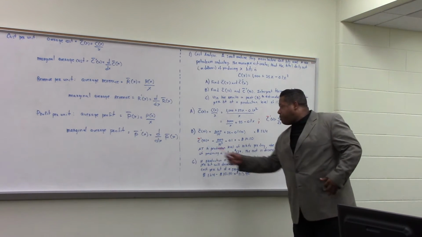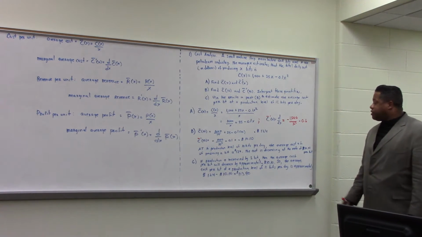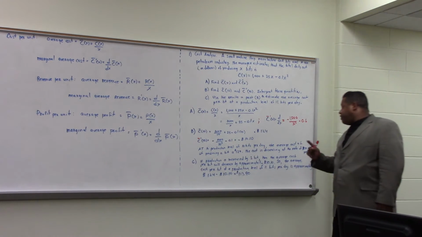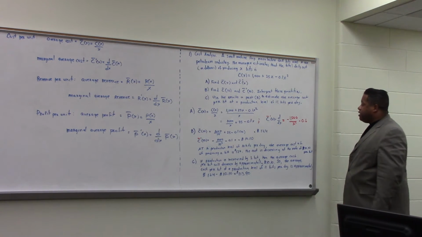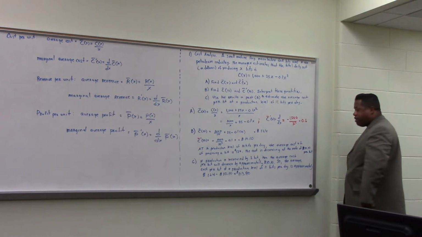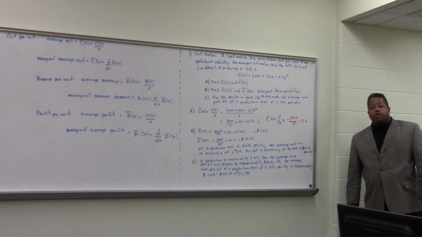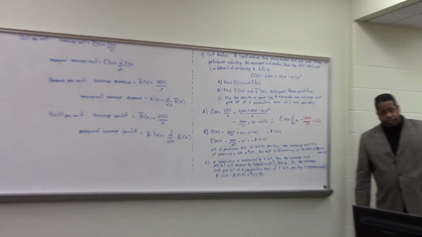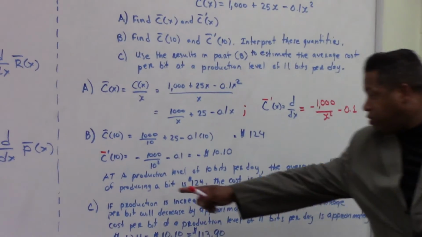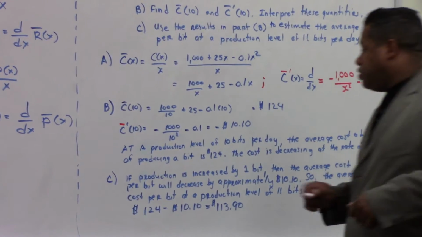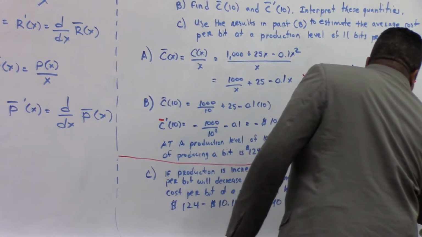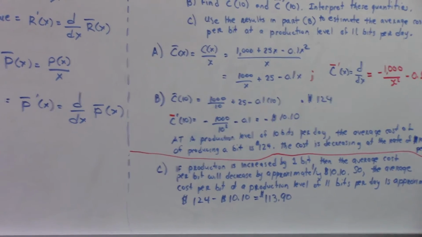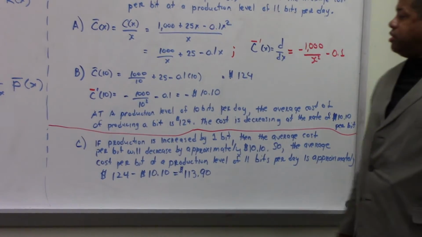So here's the deal. When we interpret this, at a production level of 10 bits per day, the average cost of producing a bit is $124. But the cost is decreasing at a rate of $10.10 per bit. Let's zoom in on that right there. We see that that is the interpretation of that.